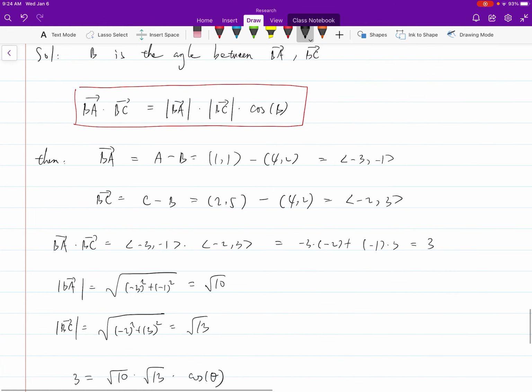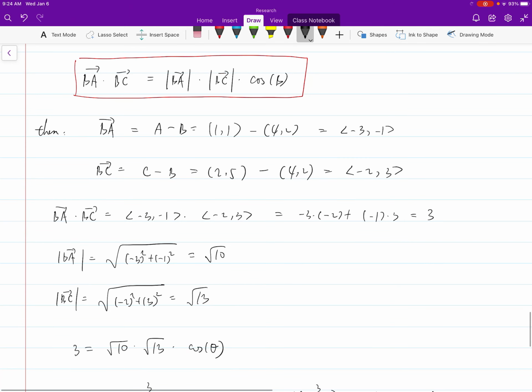Did we use the law of cosine? Not really. All we did is, number one, trying to find the vectors. Super easy. A point minus a point. Number two, finding the magnitude of a vector. Super easy. Pythagorean theorem. Number three, finding the dot product. Well, super easy. Once you know the two vectors, there's nothing easier than this.